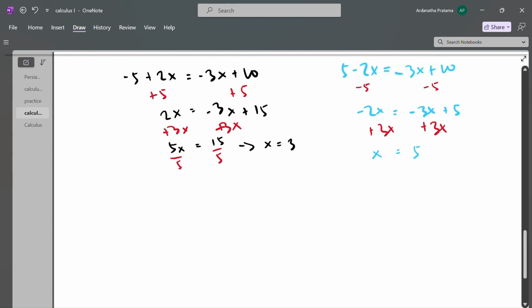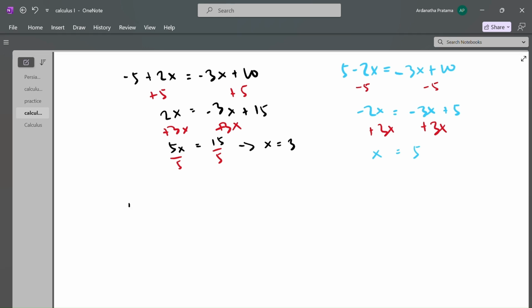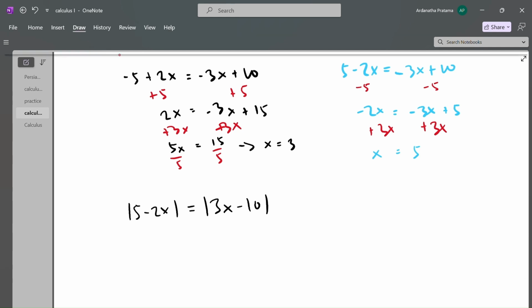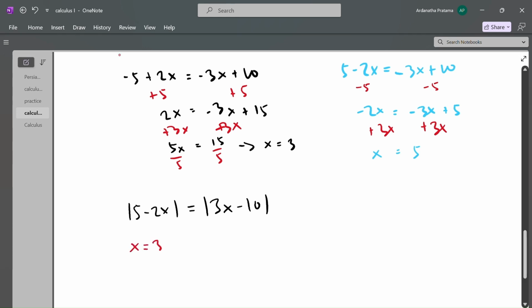But before that, we have to use substitution again to determine if the x values satisfy the equation. So we take the first equation and we substitute x equals 3. Okay, so if we have x equals 3, then we will have the absolute value of 5 minus 2 times 3 equals the absolute value of 3 times 3 minus 10.